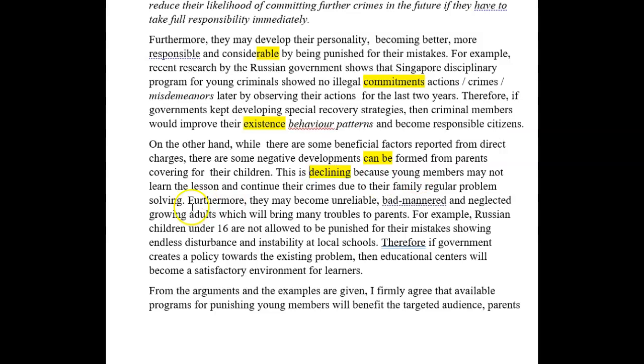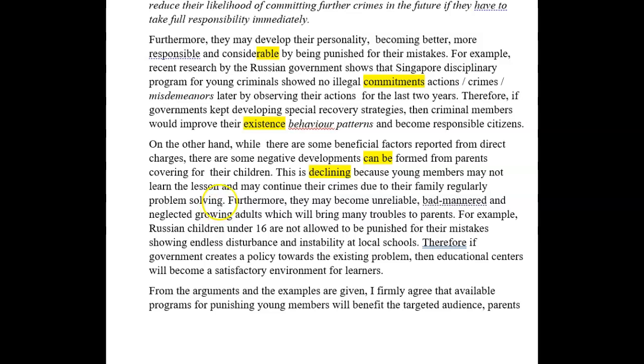Just go: this is because young members may not learn the lesson and may continue their crimes due to their family. Yeah, brilliant. Their family regularly. Problem solving, yeah. Furthermore, they may become unreliable, bad-mannered, neglected grown-ups. Great language. For example, Russian children are not allowed to be punished for their mistakes, comma, showing endless disturbance and instability at local schools.